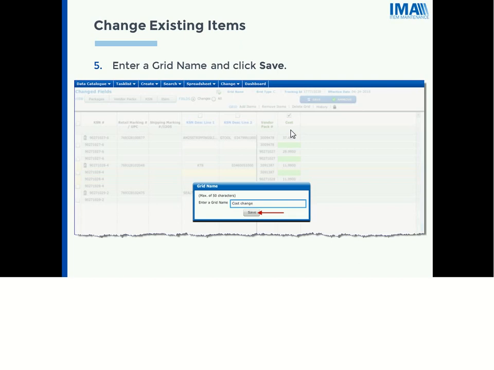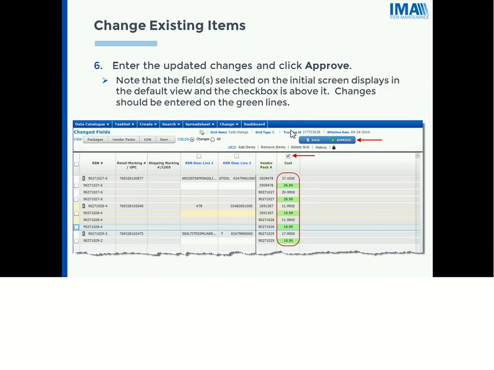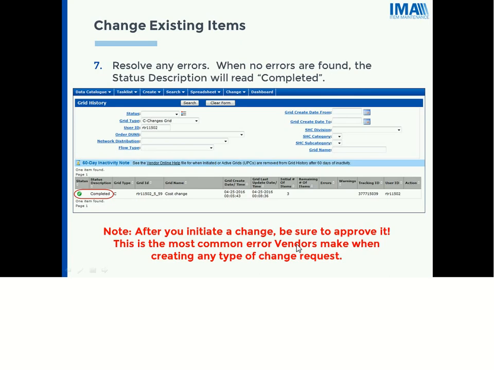Again, you do have to enter a grid name and click Save, and then you enter your updated changes and click Approve. Anything that you selected on that first page that you want to change is going to show up in your default view. It's going to be selected up at the top, and then it's going to have a green highlighted row, and that's where you can enter your updated change. After you've approved it, you just double check your grid history to make sure that it went through and that there are no errors. If there are errors, you do have to resolve those errors like we walked through yesterday.